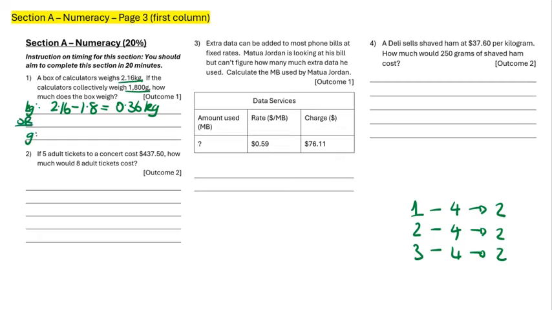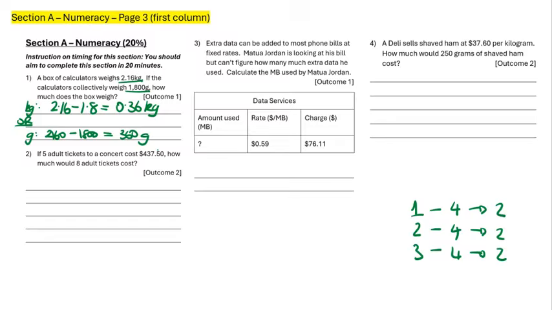Alternatively, if you did work in grams, that's 100% okay as well. You'll need to times your kilograms by 1,000, so that would tell you it's 2,160 grams. You'd minus the 1,800 grams, and that would get you to 360 grams. Either of those would get you full marks. So let's move on to question number 2. If 5 adult tickets to a concert cost this much here, how much would 8 tickets cost?